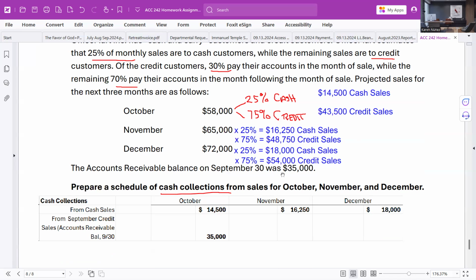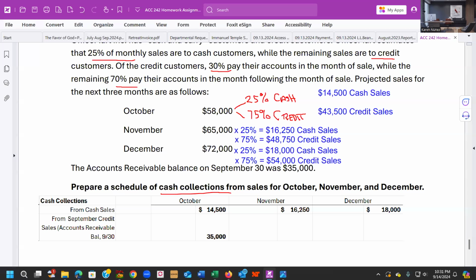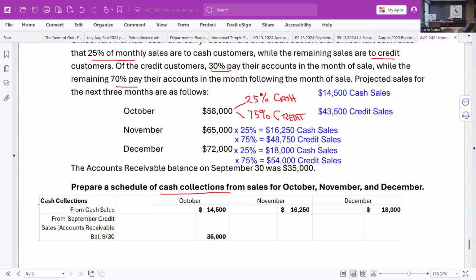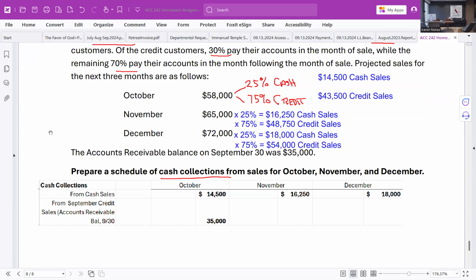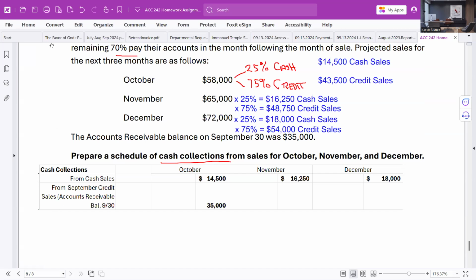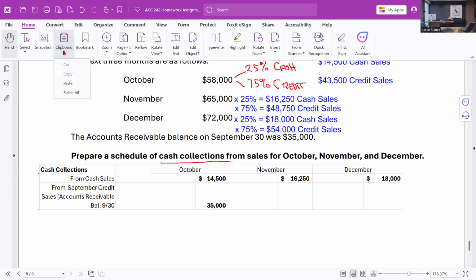And then we've got the accounts receivable balance on September 30th of 35,000. Well, that's going to be collected in the month of October. So I've filled in all of the cash sales. All we have to worry about now are those credit sales. The credit sales for October, November, and December. And that's a piece that I can paste in here as well. So let me see if I can put that here. At least part of it.